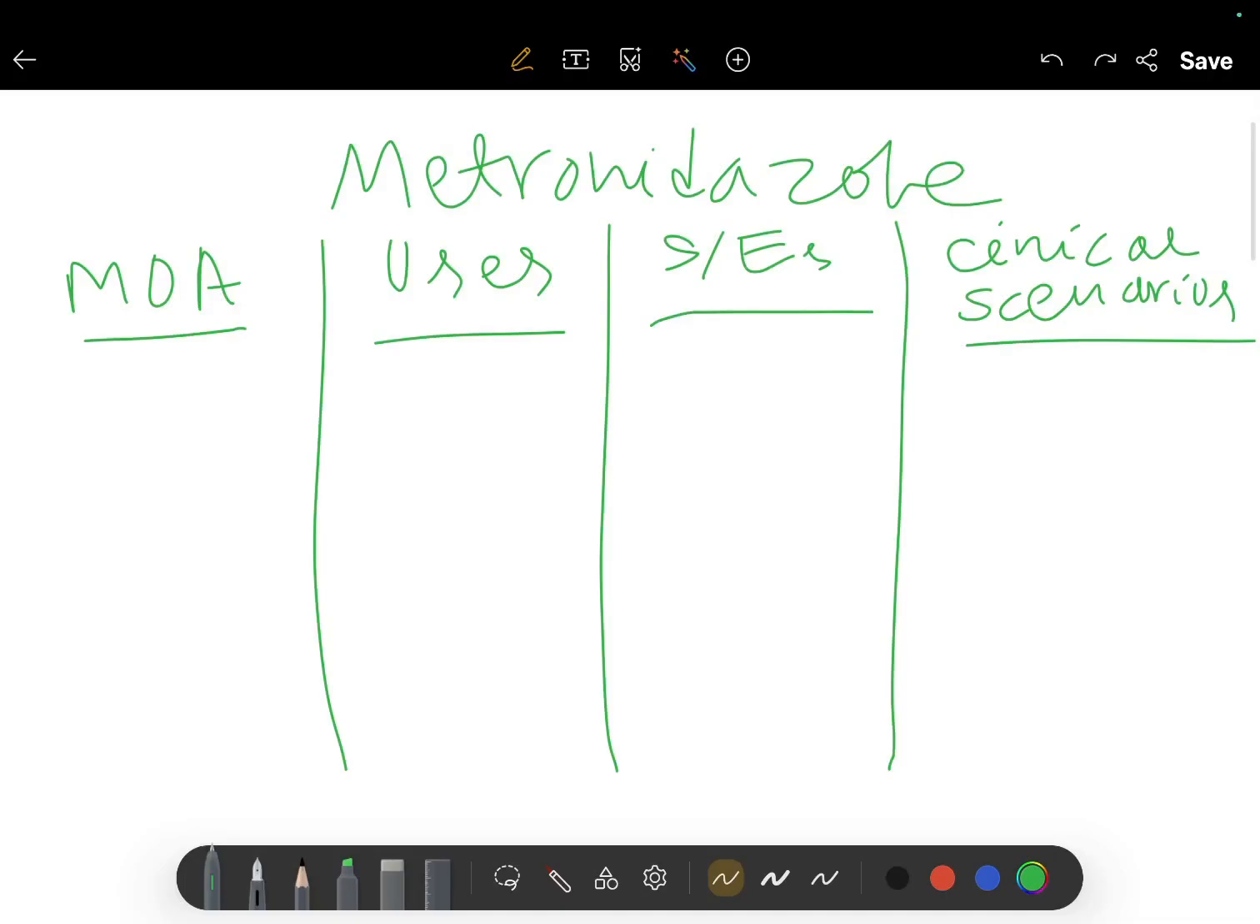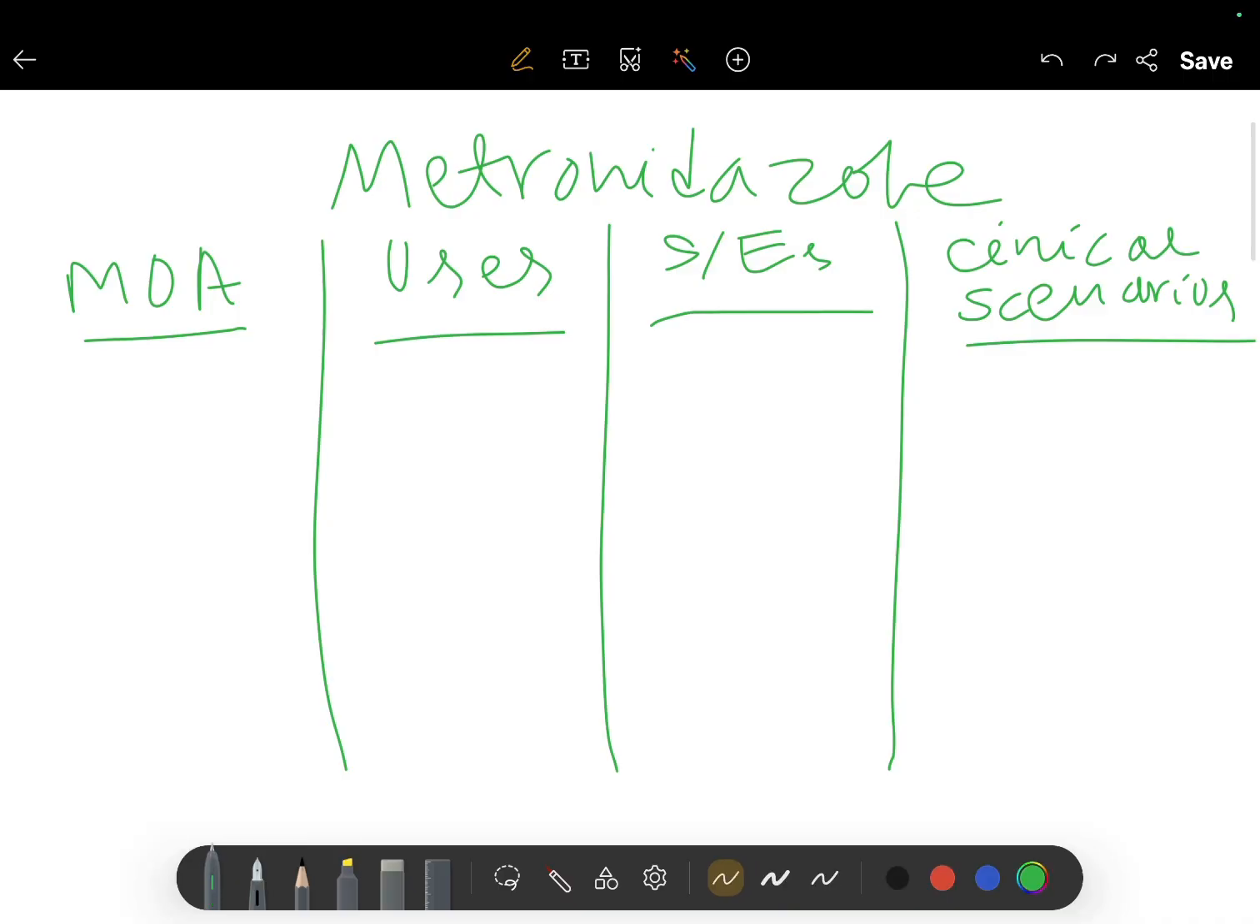So let's discuss a very important anti-amoebic drug, that is metronidazole. We will study metronidazole under the following headings: mechanism of action, or MOA, uses, side effects, and clinical scenarios. So these are the points under which we're going to study this.